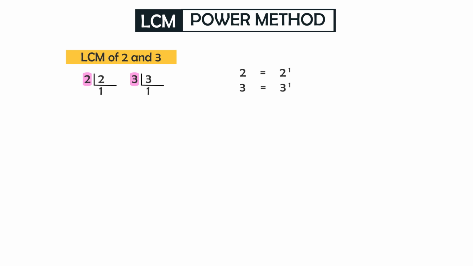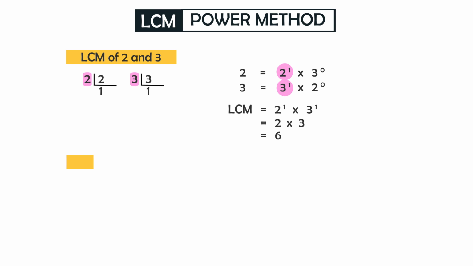Like HCF, we had to balance the powers in LCM also. So we had to add a 3 to the power 0 to 2 and a 2 to the power 0 to 3. Now we have to take the highest powers of every number. Got it? So it's 2 to the power 1 and 3 to the power 1. So it's 2 into 3, which is 6. So LCM of 2 and 3 using the power method is also 6.